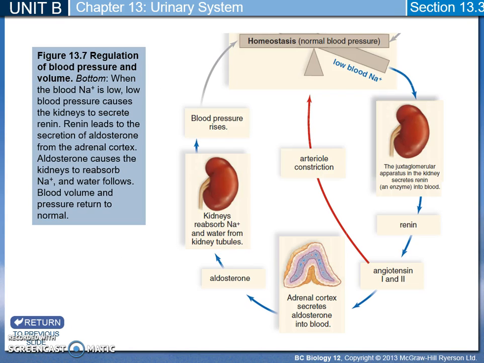Here you can see another feedback loop. If sodium is low in the blood, then low blood pressure causes the kidneys to secrete renin. Renin then leads to the secretion of aldosterone from the adrenal cortex, and aldosterone then causes the kidneys to reabsorb sodium, and water follows along with it. So then you get homeostasis, where the blood pressure returns back to normal.